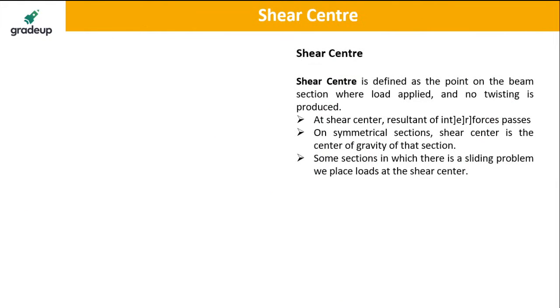So shear center is defined as a point on the beam section where the load is applied and no twisting is produced. There is no twisting which is produced, my dear friend. And that point is called as shear center. Is it clear now? That point is called as shear center. So what happens generally, I will explain you here.